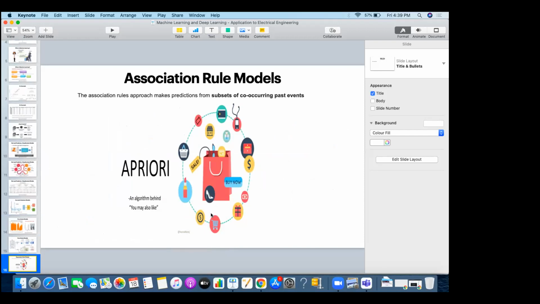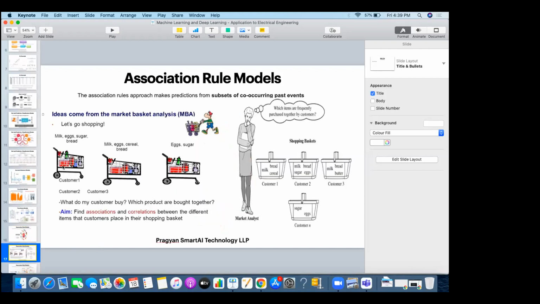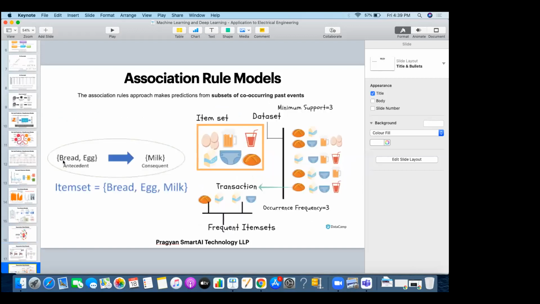If you shop a lot online or offline, you may have seen sales, discounts, buy one get one free, or items bundled together, saying you can buy these things at this price. Either a bundled product or a discounted product, you see a lot of this in the e-commerce space. Something like this: bread and egg, plus milk. Usually somebody buying bread and egg also buys milk.